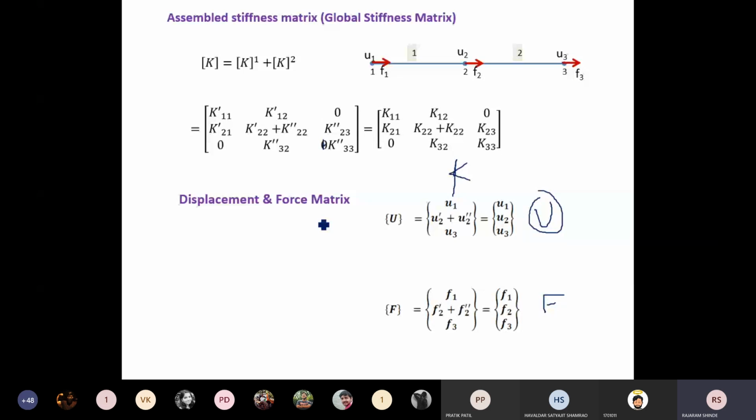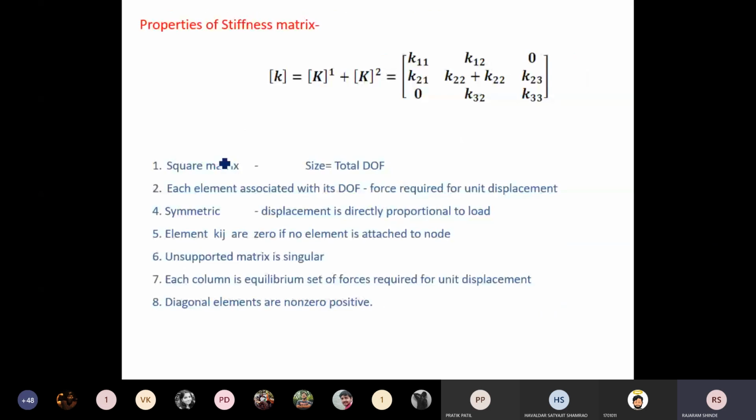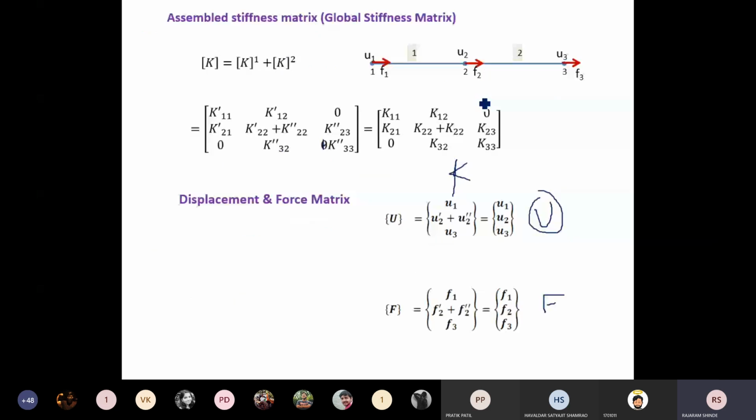Next, there are certain properties you can observe for the stiffness matrix, and these are a check for your calculation. Now what are those properties? If you observe this stiffness matrix, it is always a square matrix. Here I have taken the stepped bar with 2 elements and 3 nodes, and each node has 1 degree of freedom. Therefore, the total degrees of freedom here are 3.